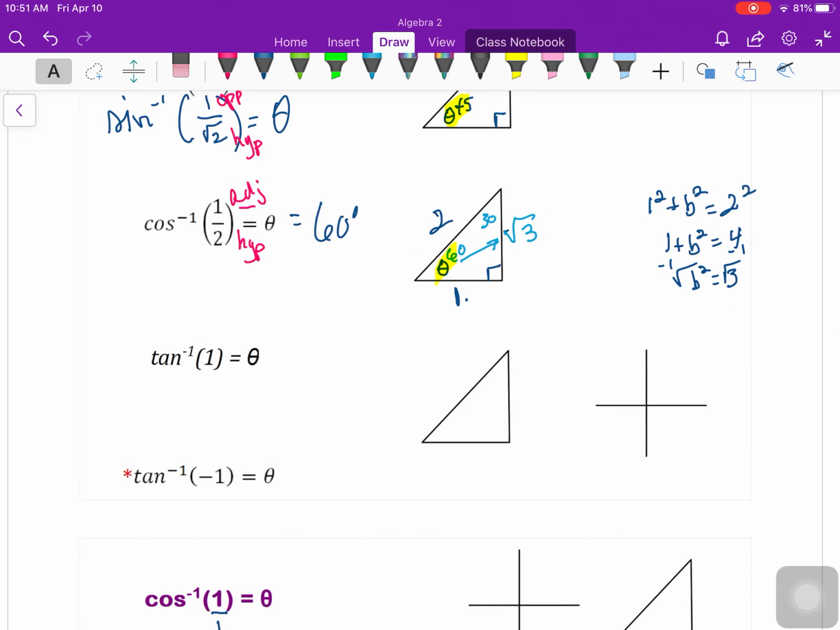Tangent inverse of 1. Well, it always has to be a ratio, so this should be 1 over 1. So again, my theta, my right angle. Tangent is opposite over adjacent. So I see my opposite is 1, my adjacent is 1. When I have two congruent legs, 1 squared plus 1 squared equals c squared, so c is square root 2. So again, this is a 45, 45, 90. So I see that my theta is 45 degrees.